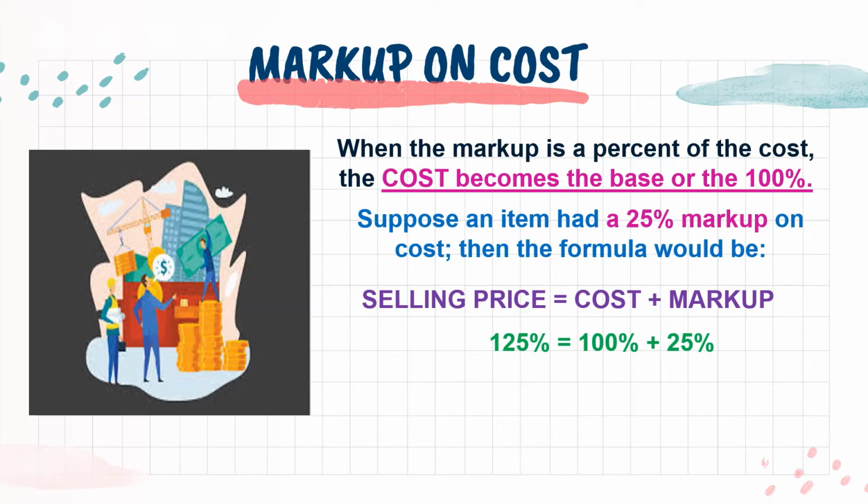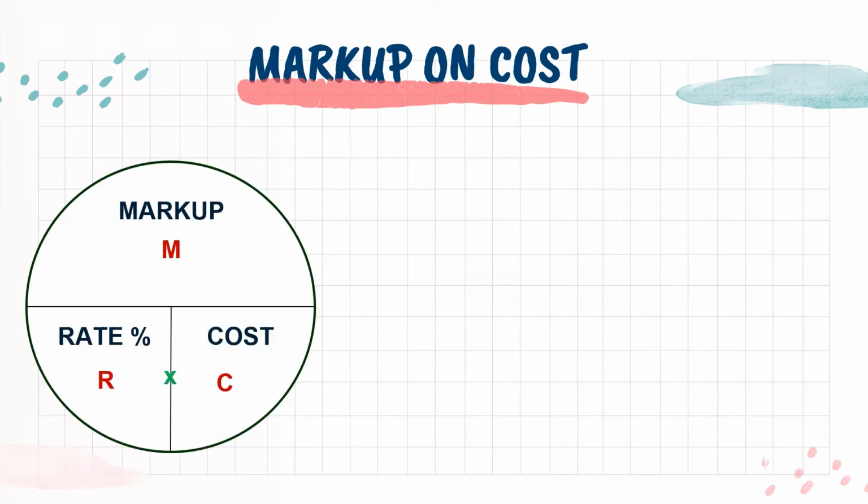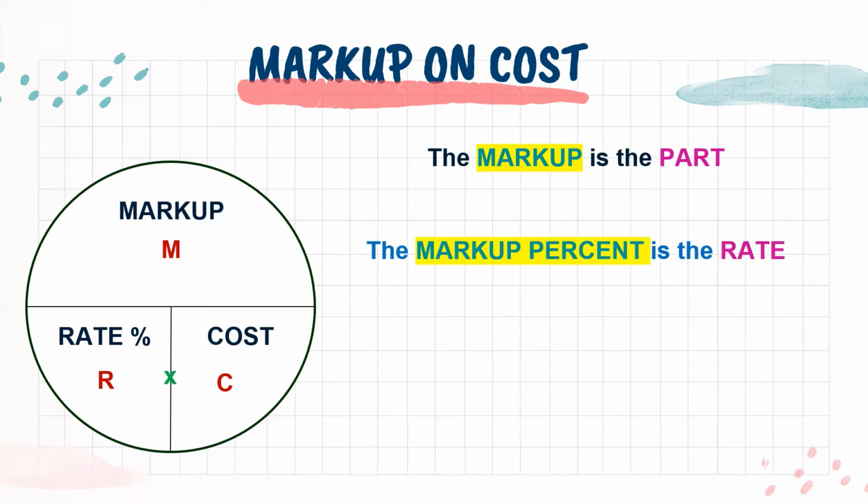The cost of 100 plus 25% markup will be equal to the selling price. 100% for the cost and 25% for the markup. In other words, the selling price is 125% of the cost. The markup is the mark, the markup percent is the rate, and the cost is the base.